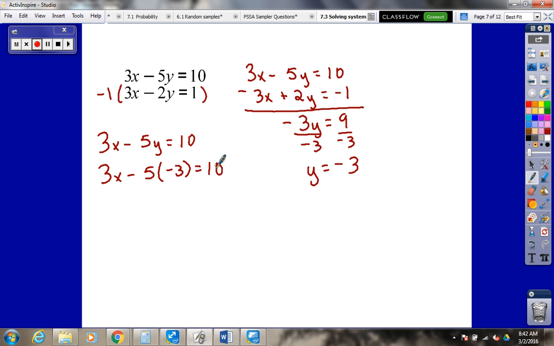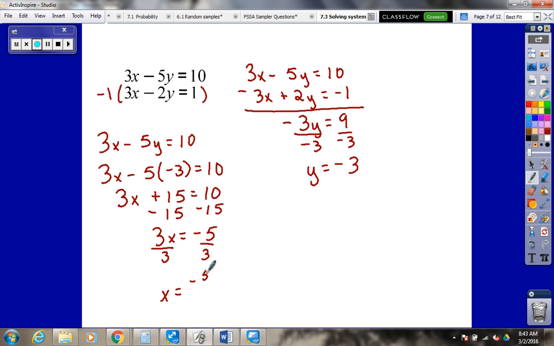What do I get when I multiply negative 5 times negative 3? Positive 15. Okay, now what do I do? And I get 3x equals what? Negative 5. Now what do I do? Good. Divide by 3, and we end up with just a tiny little fraction. We have negative 5/3. That can't be reduced.